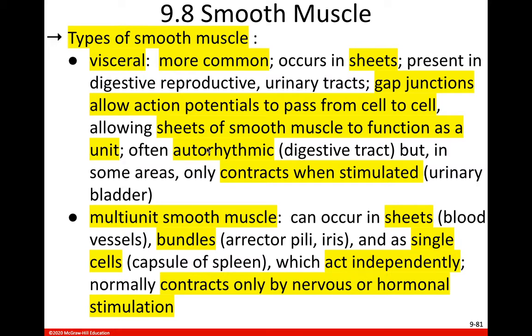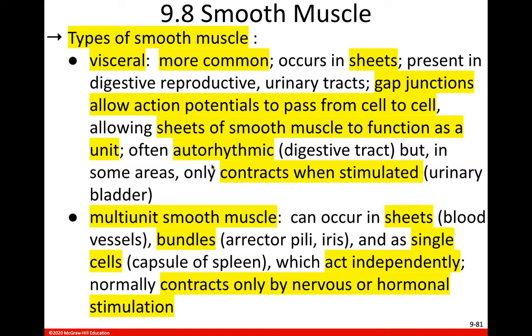Often, this visceral smooth muscle is autorhythmic. For example, the visceral smooth muscle in your digestive tract is autorhythmic. So, it really doesn't have to be stimulated in order to contract. These gap junctions can just pass the contraction from one cell to the other, causing the whole sheet to function as a unit and to contract rhythmically. But it can also be stimulated. Some types of visceral smooth muscle, such as that in the urinary bladder, only contracts when stimulated.